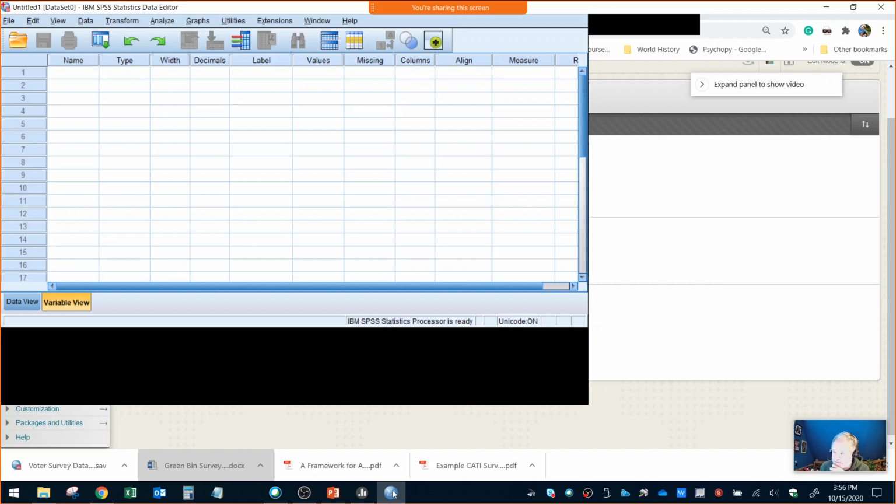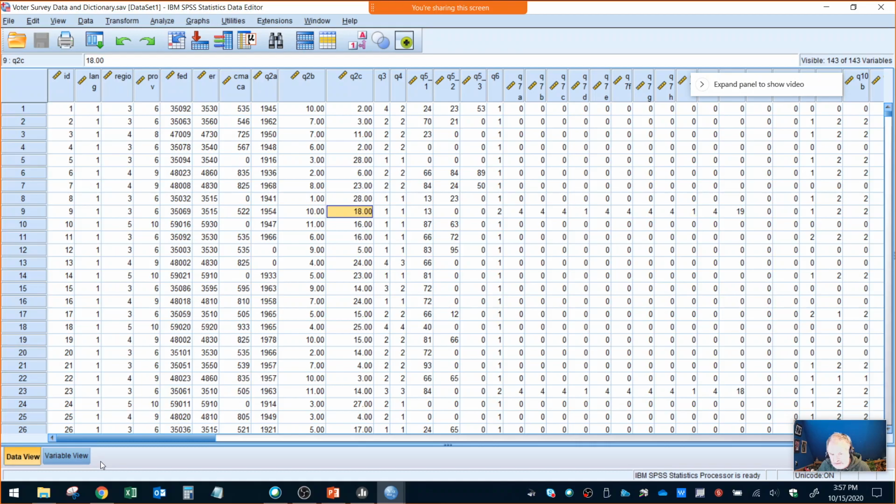And there are a lot of questions. So if I want to look at, this is the actual raw data, right? This is what was entered into the system. Variable view. This is the metadata. So this is data about data, and it represents the information on each of the variables.